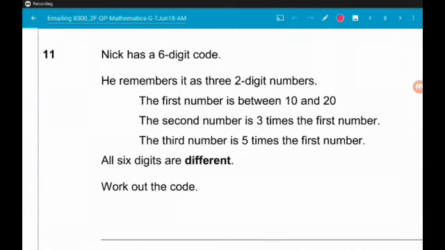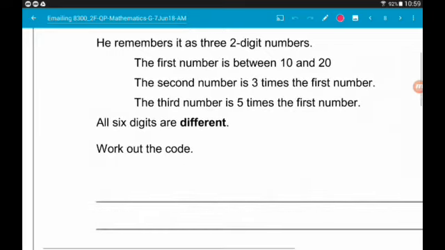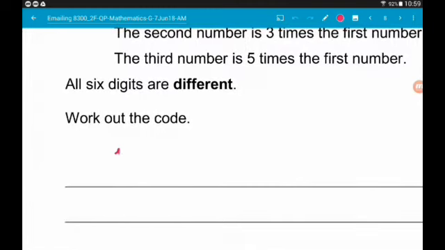Cool. Okay, question 11. Nick has a 6-digit code. He remembers it as 3 2-digit numbers. The first number is between 10 and 20. The second number is 3 times the first number. And the third number is 5 times the first number. All the digits are different. We want to work out the code. So, let's put first, second, third, and have a go.